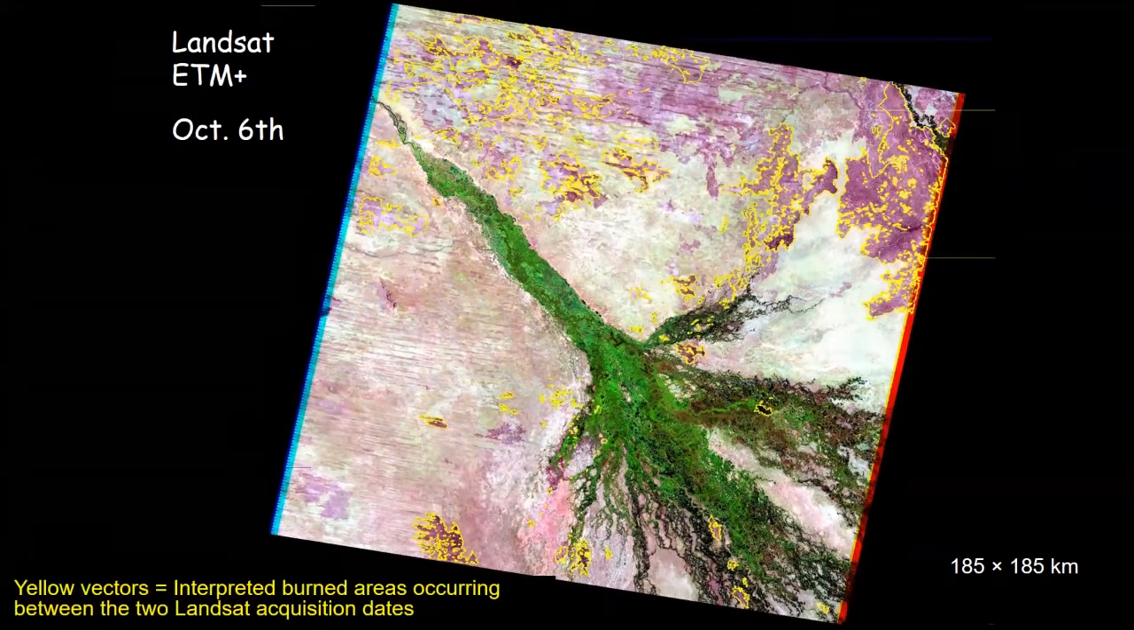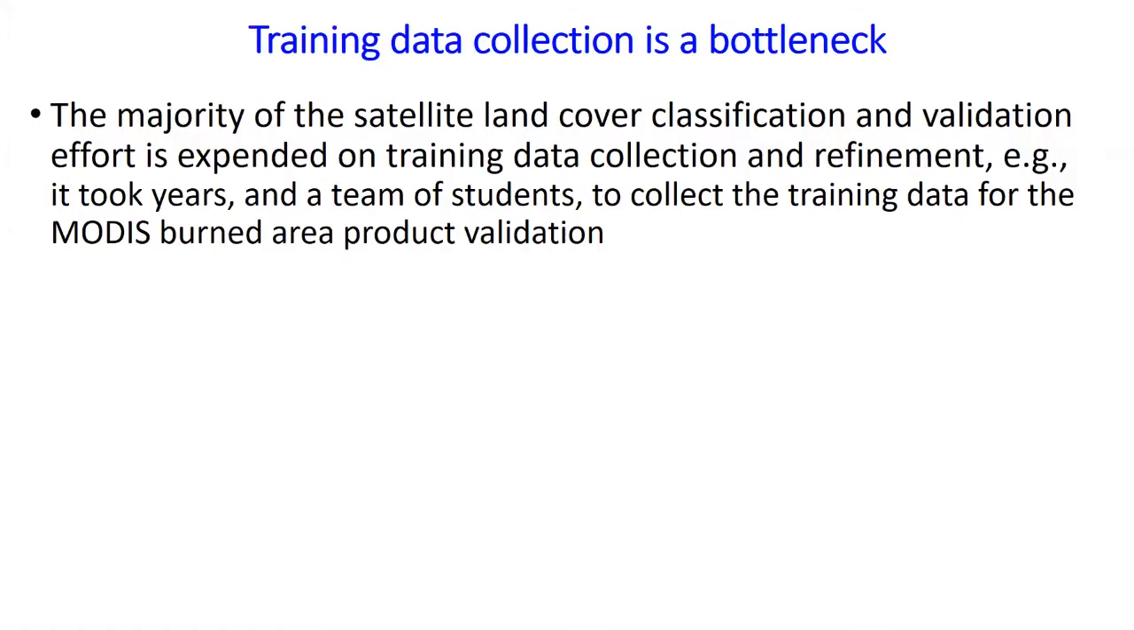This is cloud free. We'd also have an unmapped class, but then you would compare the yellow vector with the MODIS product in that same time period, and then you could calculate a confusion matrix. But equally, you could use the yellow vector as training data for classification if you were developing a classifier. As I said, it's a bottleneck.